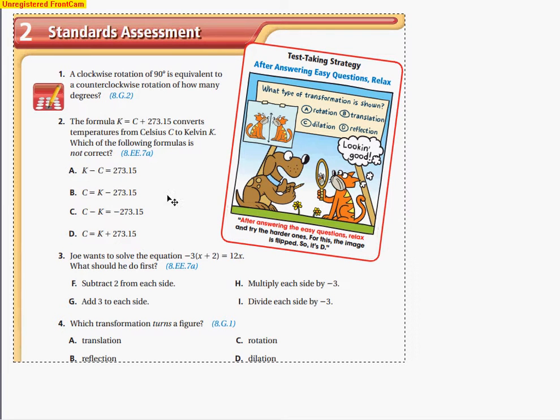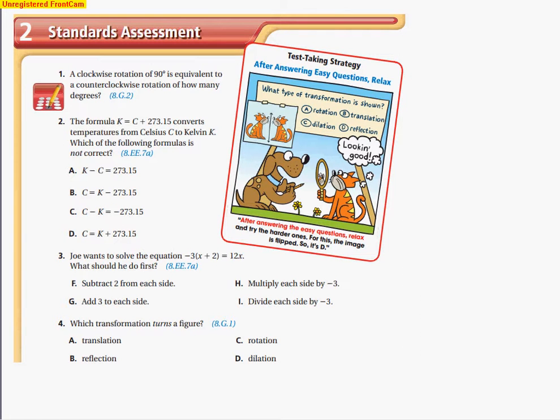These are the solutions for the Chapter 2 Standards Assessment, similar to what you're going to see on the benchmark number 1, or the first trimester final exam. So let's see what it says. Here it talks about a clockwise rotation of 90 degrees is equivalent to a counterclockwise rotation of how many degrees? Well, let's take a look at it.